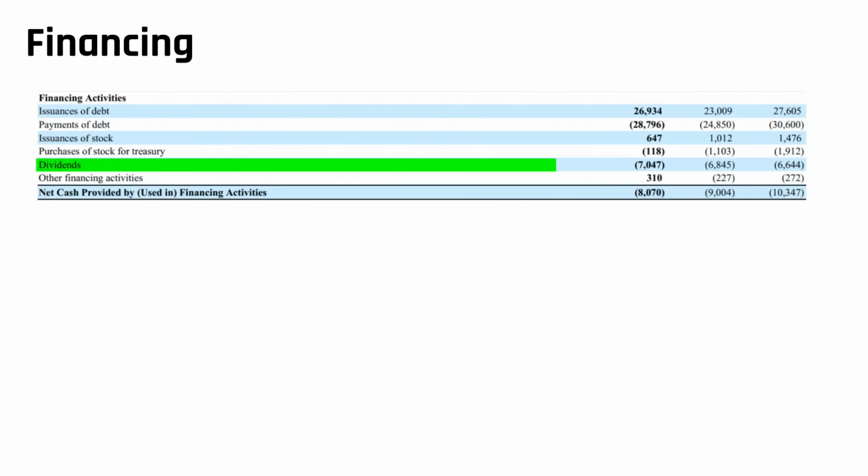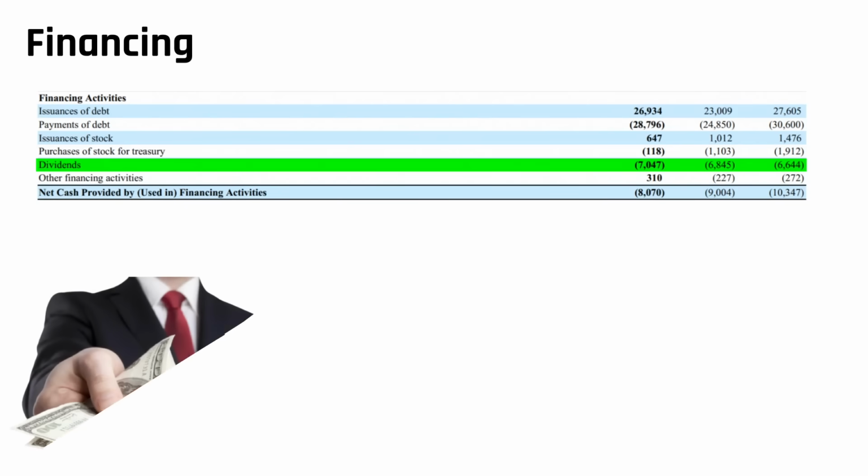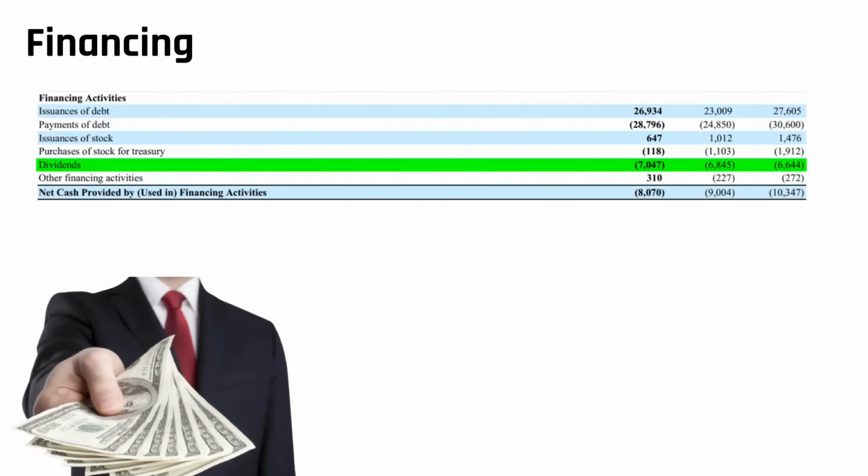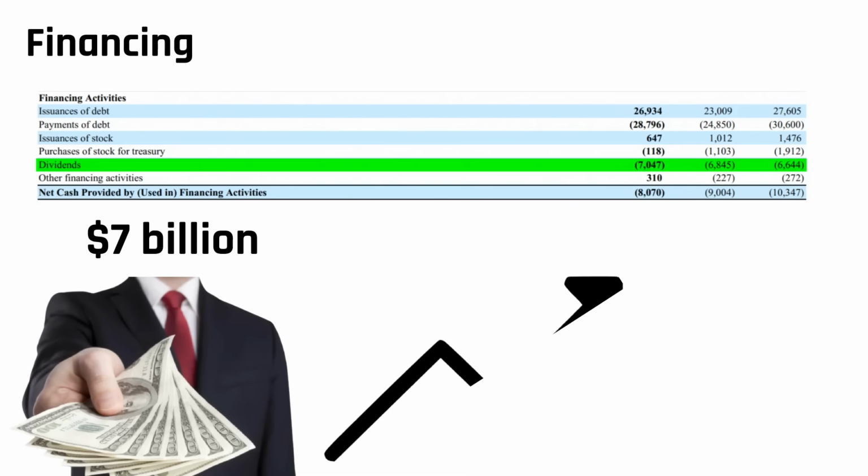Next up, we have dividends. As we can see, Coca-Cola is a huge payer of dividends to its shareholders. The company paid out over $7 billion in dividends in 2020 alone. A lot of investors want to see the amount of dividends companies pay out increase every year. We can see that this is the case with Coca-Cola, as dividends paid out were $6.6 billion in 2018, $6.8 billion in 2019, and over $7 billion in 2020.